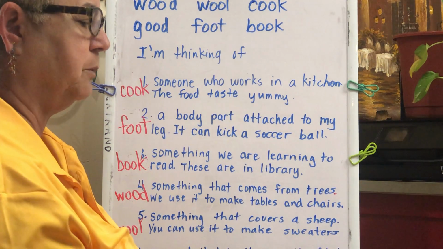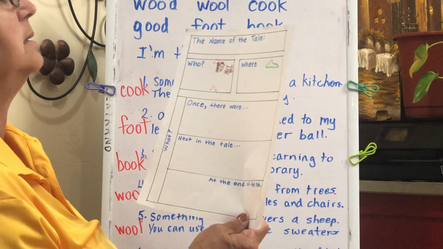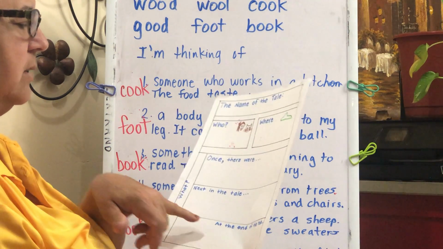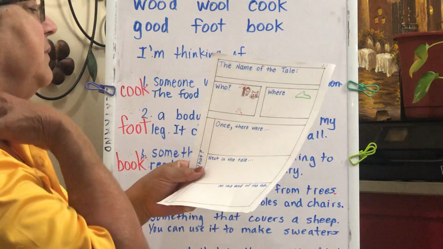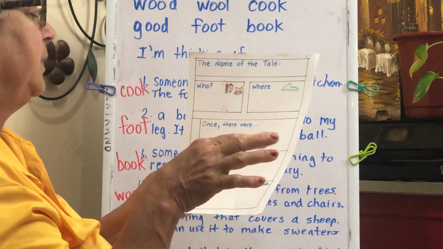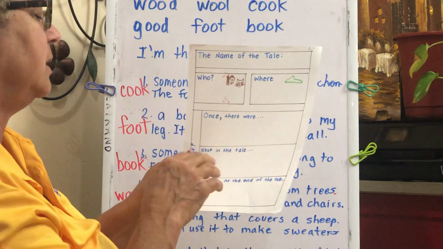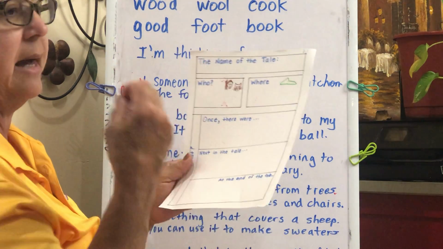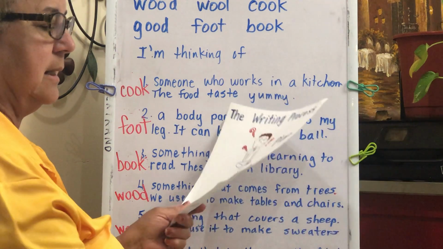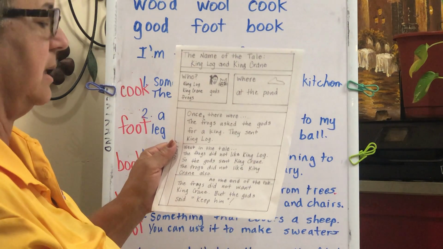The plan, if we refresh our memory, is this form where we have to fill in the boxes. The name of the tale, who, where, once there were, next in the tale, at the end of the tale. And you don't always have to say once there were, but you do have to use words to introduce your story. And then you do want to use words that keep the story going along. And then you want to say at the end of the tale, or by the end, or finally, or something like that. So it shows that you're at the end. And we used King Log and King Crane to do that together.